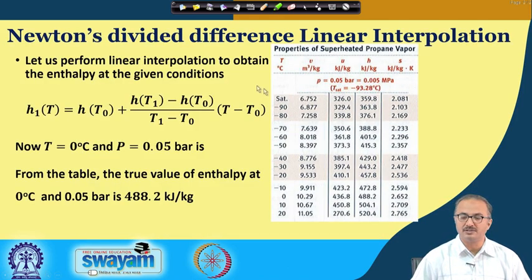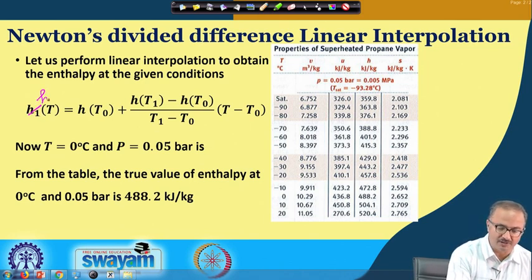So, here we are using the Newton's divided difference linear interpolation, that is the easiest we can think of, and as we saw earlier, this is the particular formula we use. So, here it will be H T.